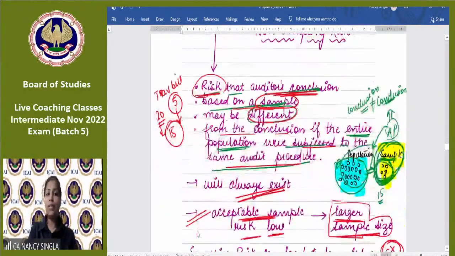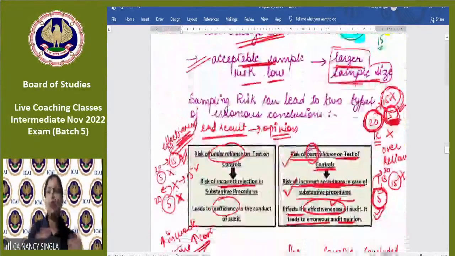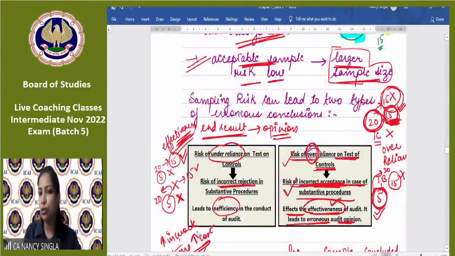So what is sampling risk? A risk that the auditor's conclusion based on the sample may be different from the conclusion if the entire population were subjected to the same audit procedure. And it will always exist because there are inherent limitations of sampling. So the auditor will always try to reduce sampling risk to a low level by what? Taking a larger sample size.